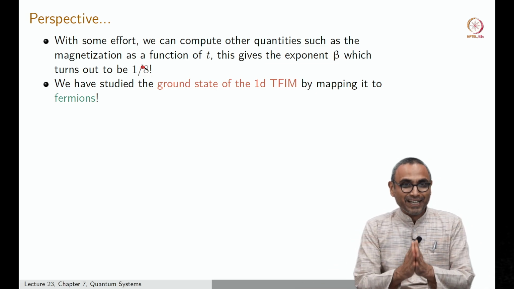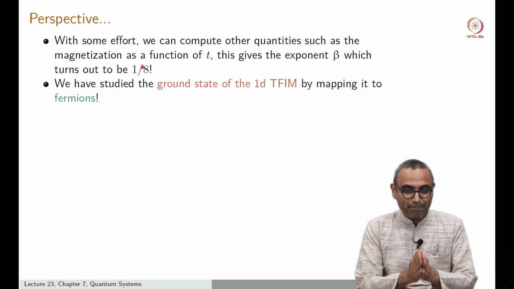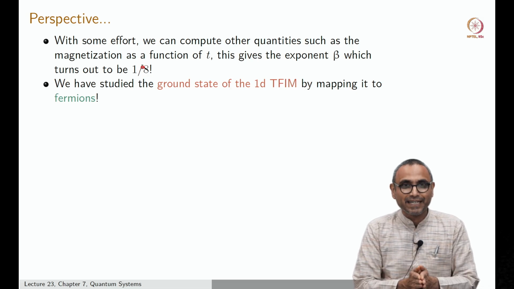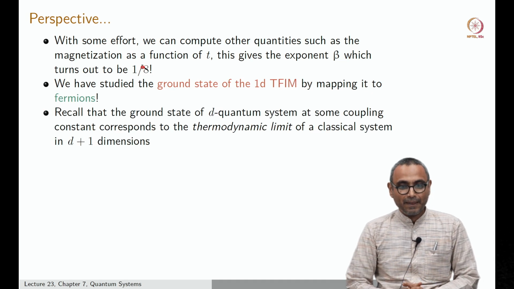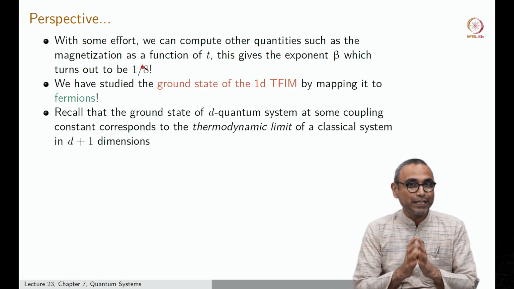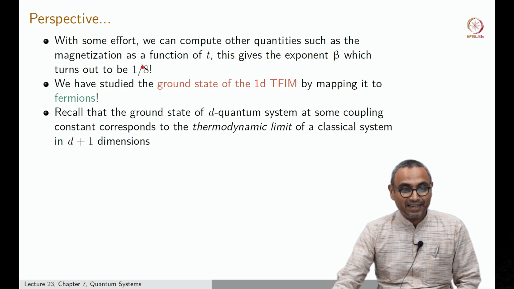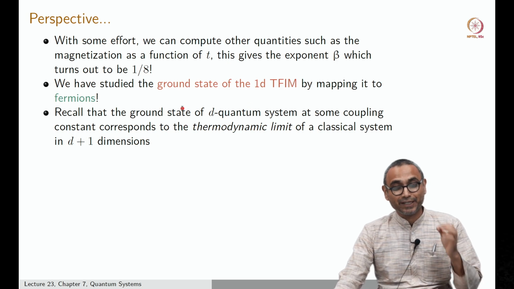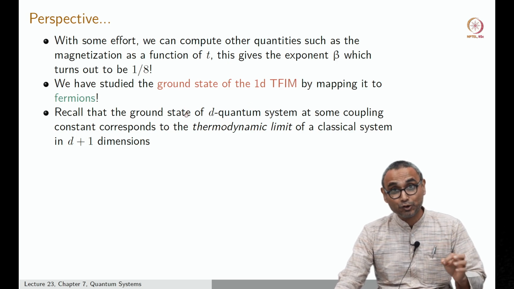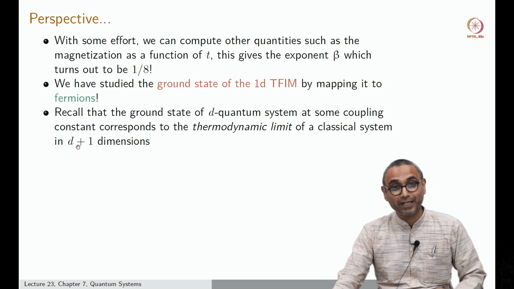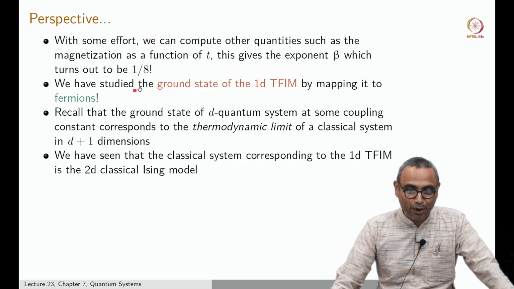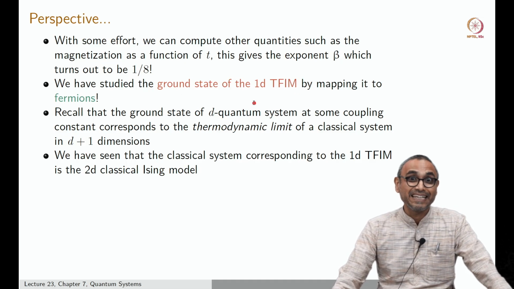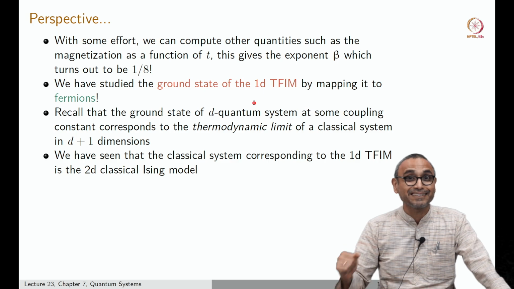Alright, so what we have done is we have studied the problem by mapping the ground state of the 1D TFIM to fermions. So how can I use these results in a broader setting? Recall that the ground state of this D quantum system corresponds to the thermodynamic limit of the D plus 1 dimensional classical problem. But we know that the classical problem corresponding to TFIM is the two-dimensional classical Ising model.